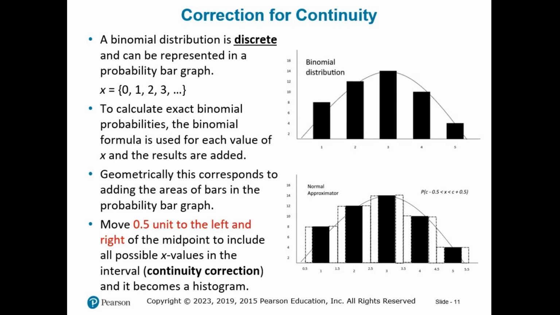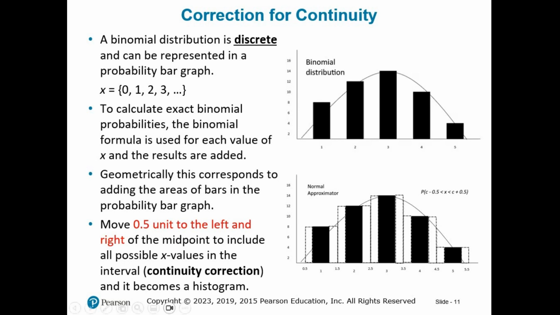Imagine a binomial bar graph. Its bars don't touch because it's not continuous. Now imagine we move half a unit to the left and the right of the midpoint of each x value. This would join each of the bars together and would effectively capture all possible x values in the interval. It would then act as a continuous graph would.